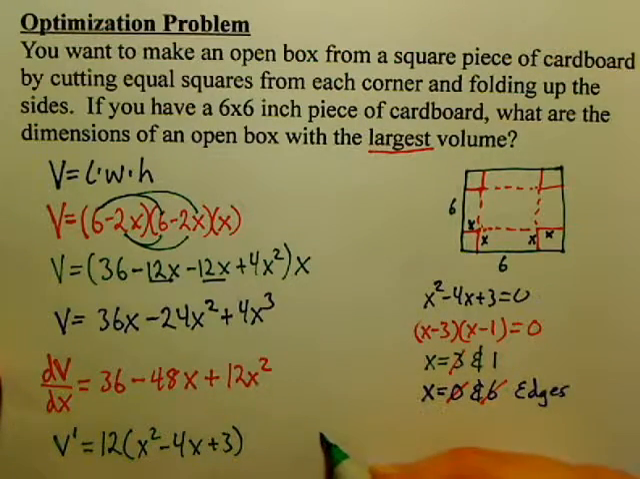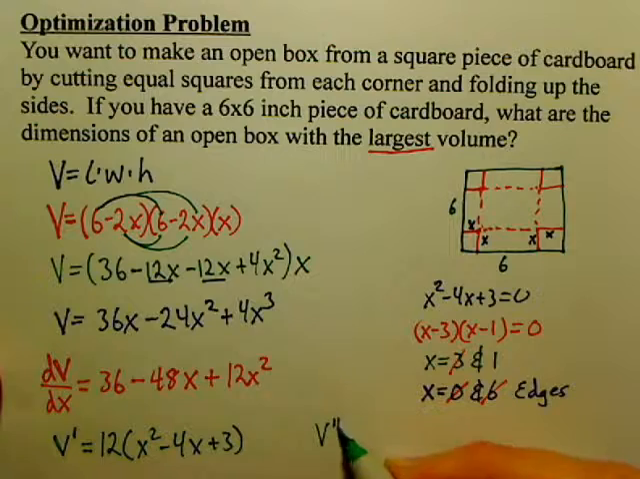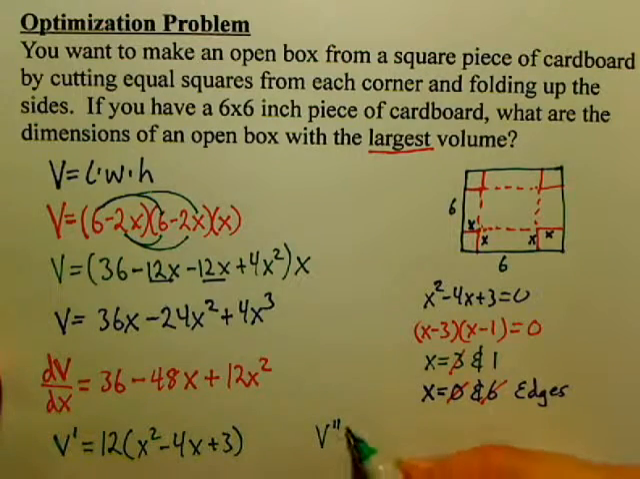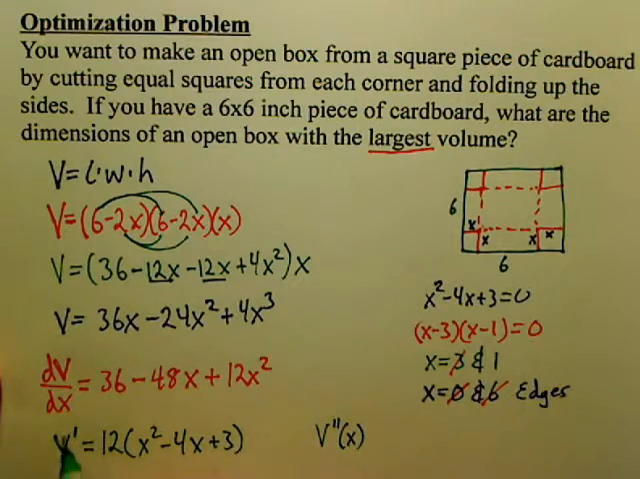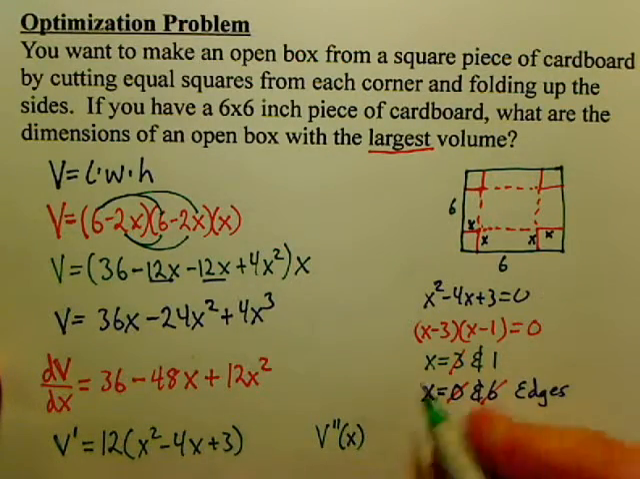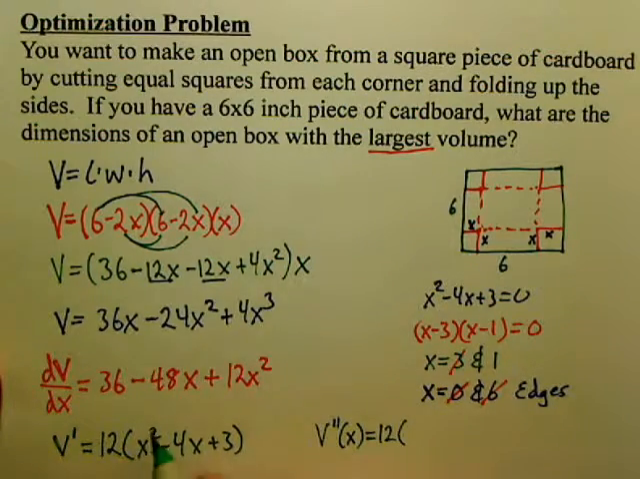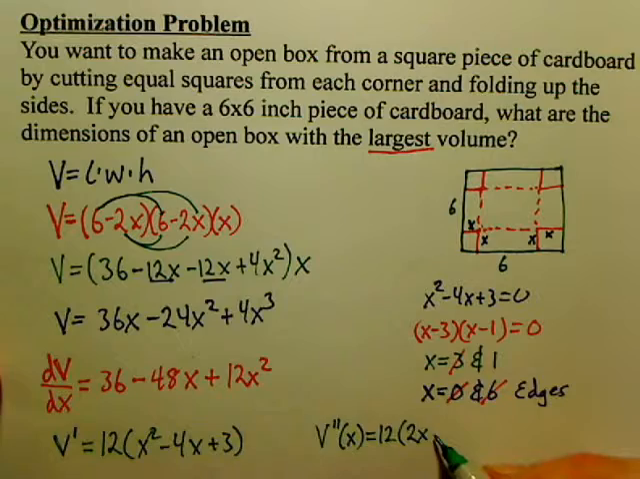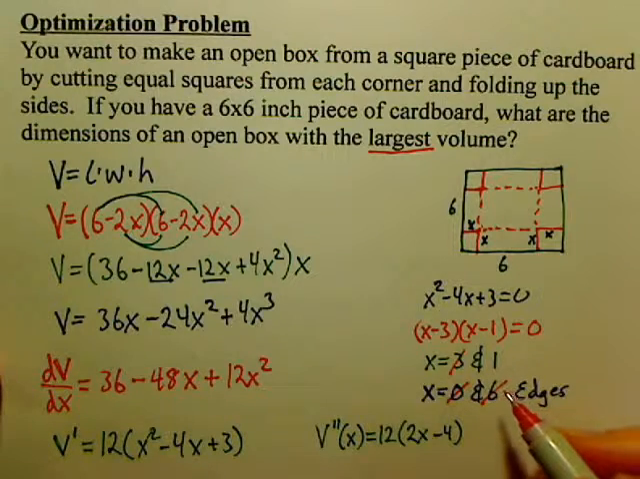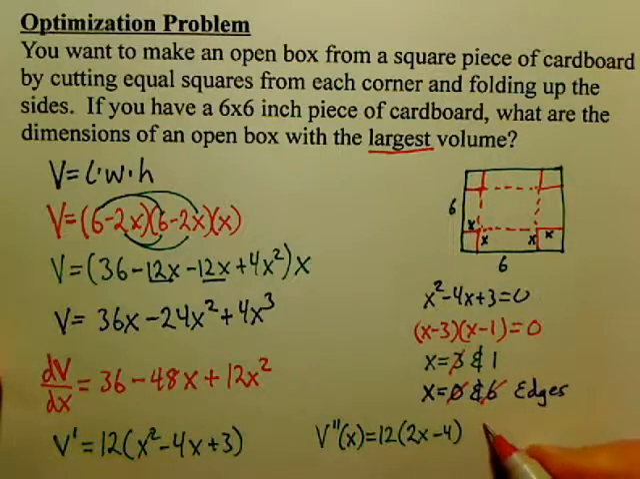Watch this. If I find v double prime, I'm going to call it x. You could put an x, by the way, dv dx, you get v prime, you can also put a v double prime x if you want, and leave the 12 out front. When you derive this, you get 2x minus 4, 3 disappears, and then if I plug in 1, what's v double prime 1? Well, that'd be a 12.